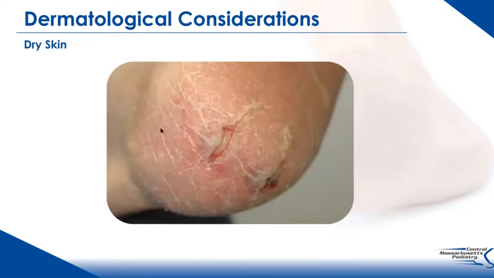First thing can be dry skin. A lot of patients can get cracks in the heels. This is an example of a patient with a crack in the heel, and that opened up into a fissure. A fissure is just a crack. And dry skin should be treated.